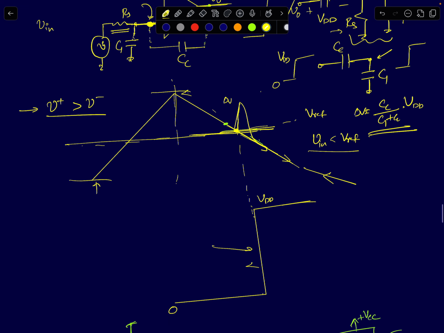Now if you notice this, your inverting terminal node voltage had suddenly gone even above Vref momentarily. For a small duration it had gone up. So what will happen? The comparator will see its differential voltage. At this point this is your V minus. V minus has gone greater than V plus. V plus is at Vref. So if V minus is greater than V plus, then your output will go to 0.